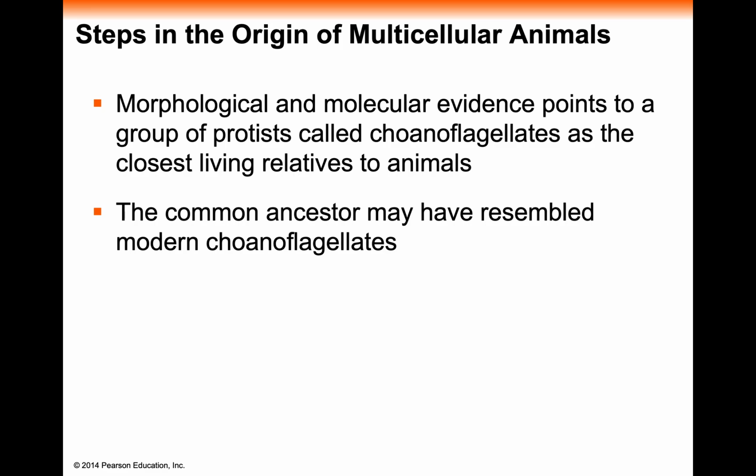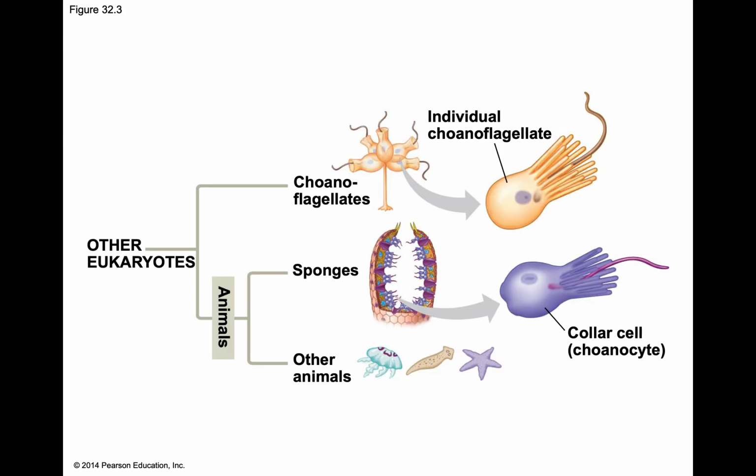So morphological and molecular evidence points to a group of protists called choanoflagellates. These guys are really closely related genetically to our first group of animals that we're going to talk about, which are the sponges. In fact, a lot of scientists say, well, sponges really probably shouldn't be animals. Maybe they should just be a group of protists. But really, if you remember, we're just really advanced protists that have some novel adaptations.